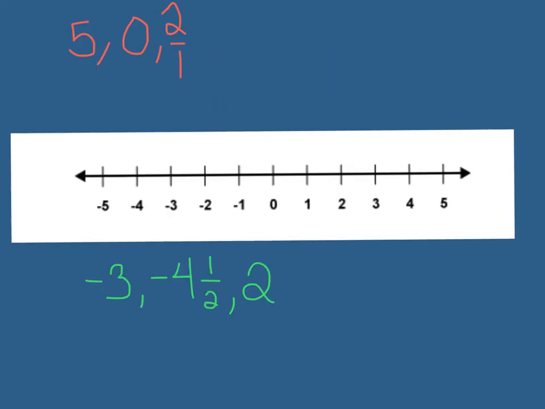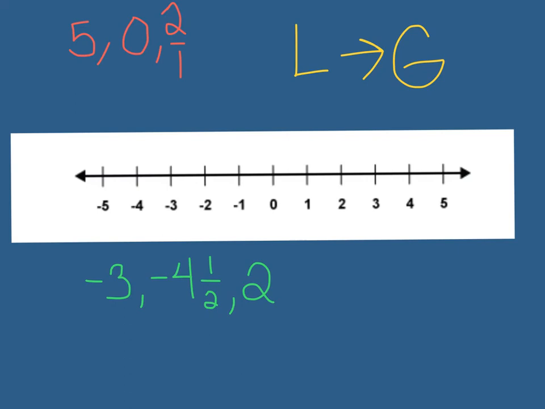Okay, so I want you to draw a number line on your paper and try these. I want you to put these in order though from least to greatest. Okay, you've got 5, 0, and then 2 over 1. And then on another one, you can do negative 3, negative 4.5, and 2. Pause the video and then come back and check your answers.